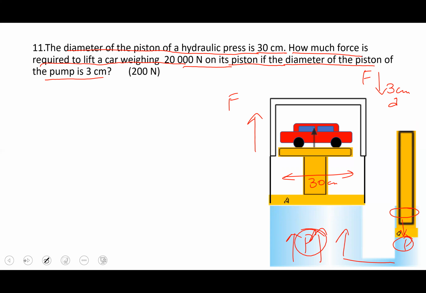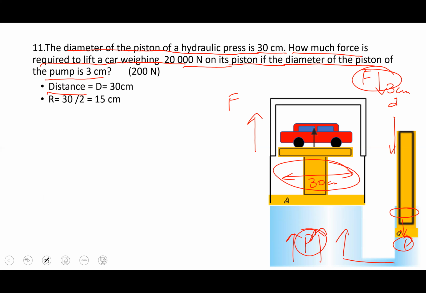Now, as we push it, the level of this piston increases, which can lift the car up. Now we have to calculate how much force was being applied at this point. So we have the diameter of the piston over here, which is 30 centimeter.